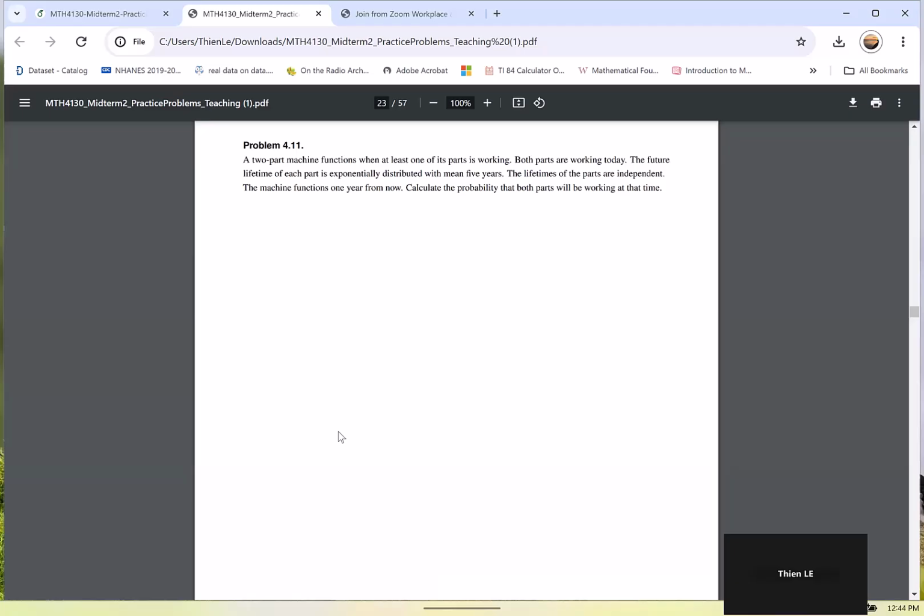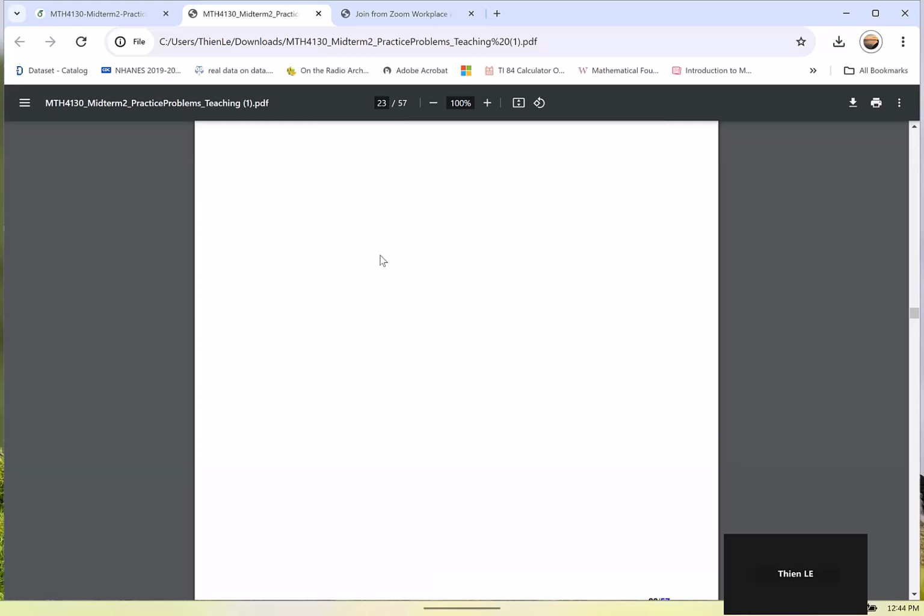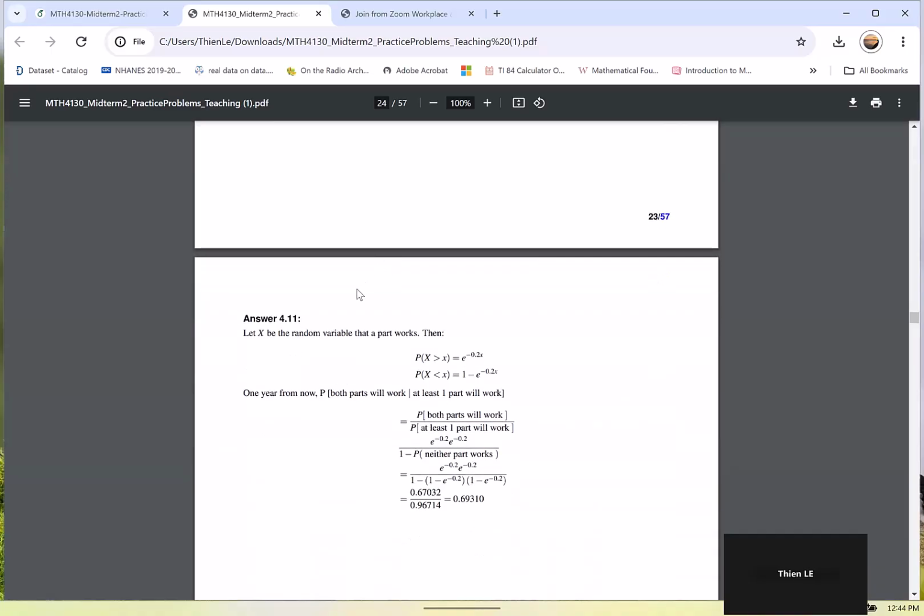So we have some condition here, right? The machine functions 1 year from now. So let us look at the problem in terms of the formula here, okay?